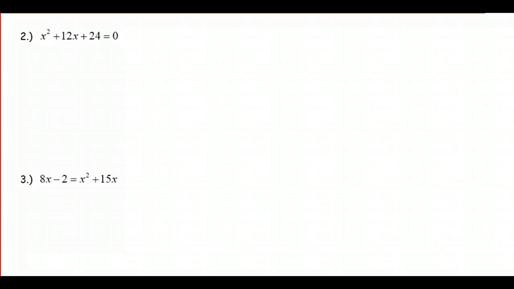In number 2, notice that our variable terms and our constants are on the same side. We need to move our constant to the other side of the equation. So to do that, we're going to subtract 24 from both sides of the equation. Because remember, whatever you do on one side, you have to do on the other. So when we do that, we are left with x squared plus 12x equals negative 24.